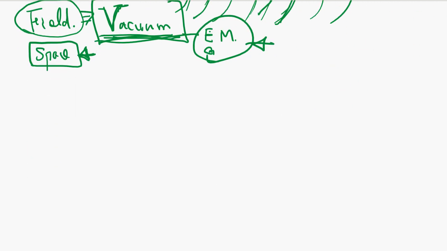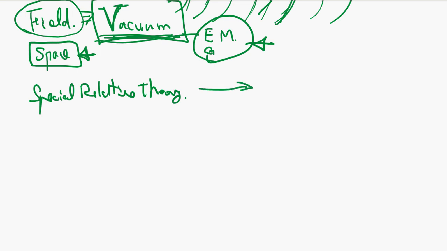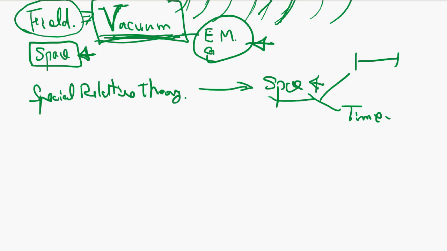Now, Einstein had the idea, the special relativity theory. According to this, space sometimes stretches or shrinks, and space is related to time, and space is the same, 1 inch.